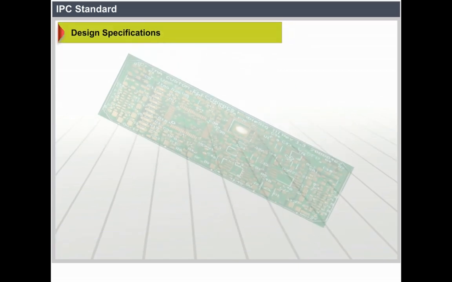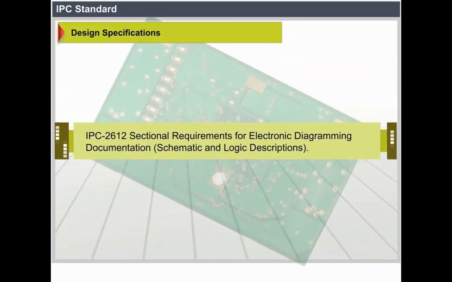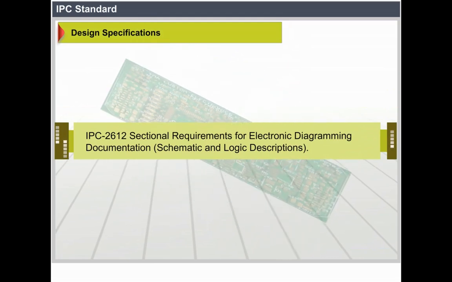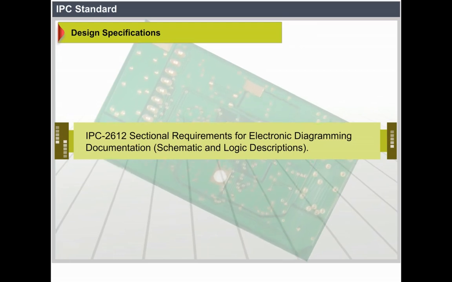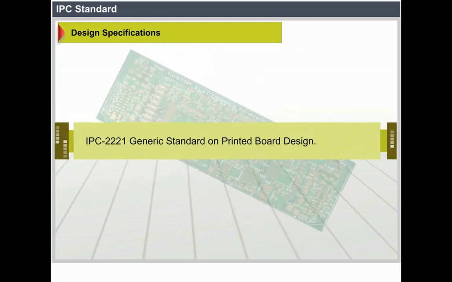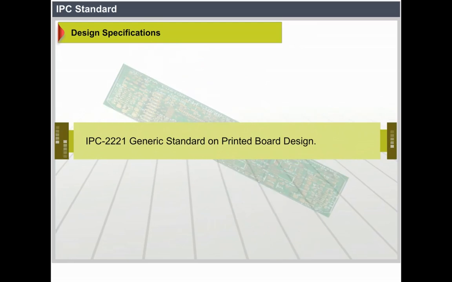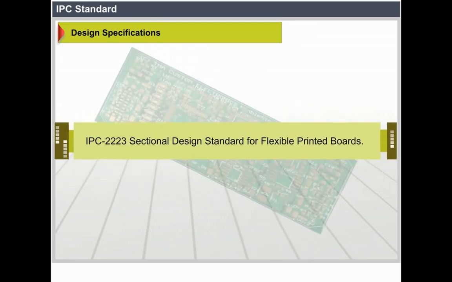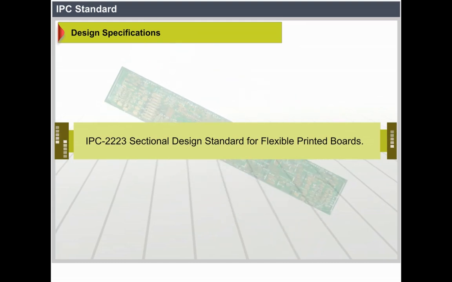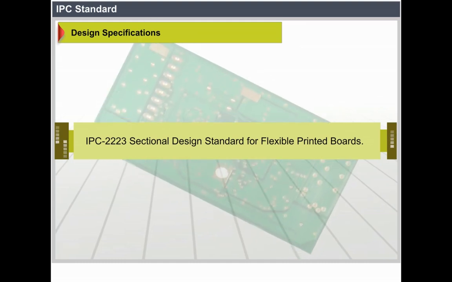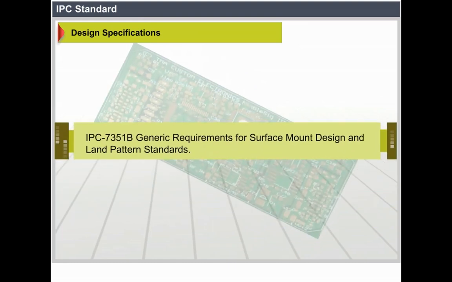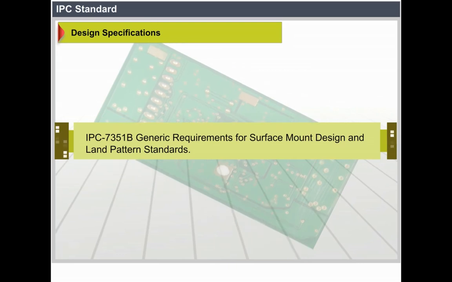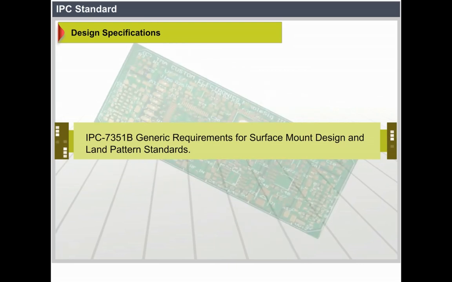Design Specifications. IPC 2612 Sectional Requirements for Electronic Diagramming Documentation, Schematic and Logic Descriptions. IPC 2221 Generic Standard on Printed Board Design. IPC 2223 Sectional Design Standard for Flexible Printed Boards. IPC 7351B Generic Requirements for Surface Mount Design and Land Pattern Standards.